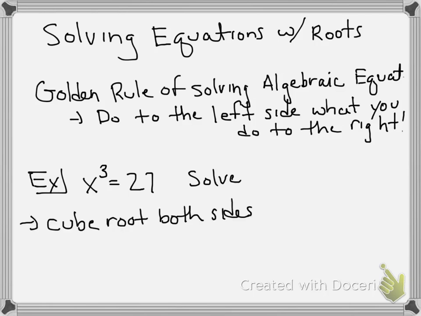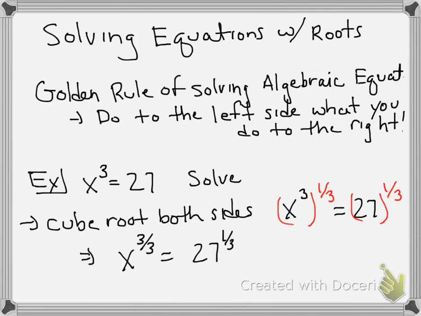What we can do is take the cube root of both sides. So if we do that, take the cube root of both sides, again, we've done to the left side what we've done to the right-hand side. So this works. Okay, so we've got x cubed to the 1/3 power and 27 to the 1/3 power.